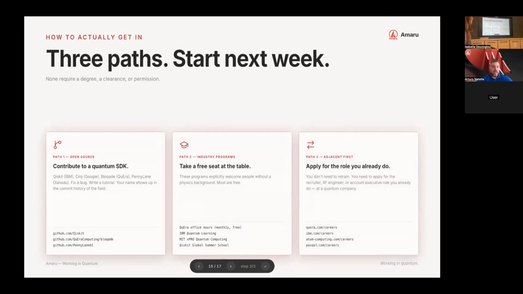So you can start making your way into quantum. Contribute to a quantum SDK. It's open source. I will add in, if I haven't already, I think I do have one open source SDK. I'll go check. And if it's not there, everyone feel free to email me. Take a seat at the table.